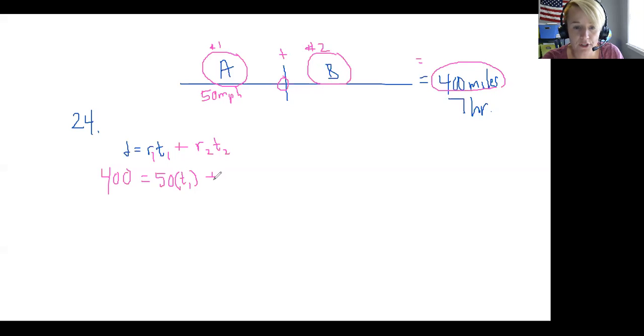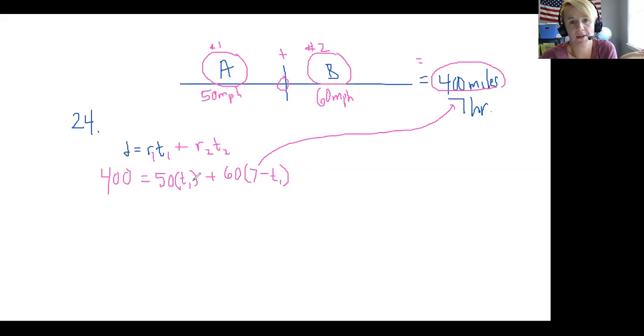And then add that to my rate here, which was 60 miles per hour. So I'm going to have 60 times, and here it's going to be 7 total minus, where am I getting the 7? Right here, because it's 7 total hours minus whatever T1 is. The first half took a certain amount of time that I don't know, so I'm going to call it T1. But I know that the whole thing took 7 minus whatever that was for the second half of my trip.